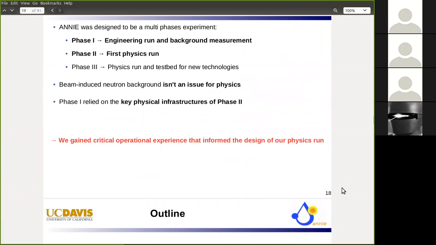But what's also very important is that phase 1 actually relied on all of the key physical infrastructure that we're going to use for phase 2. So besides just saying that the neutron background is low enough, that allowed us to gain the experience to actually better design our physics run.